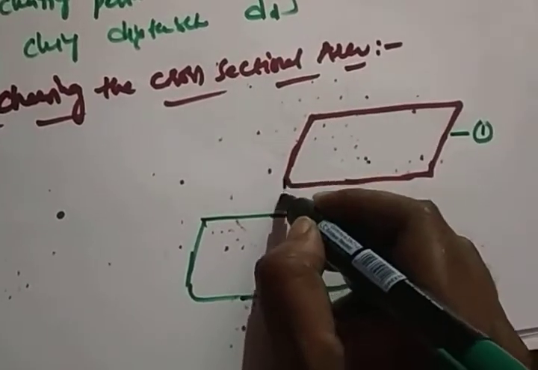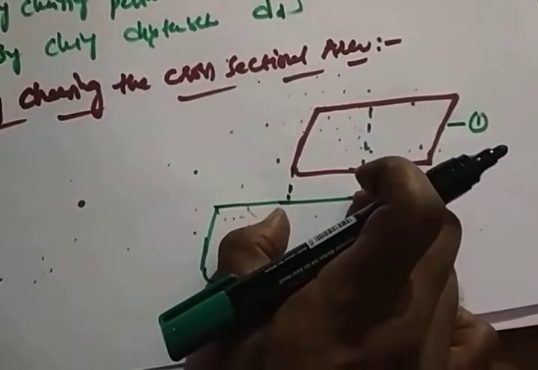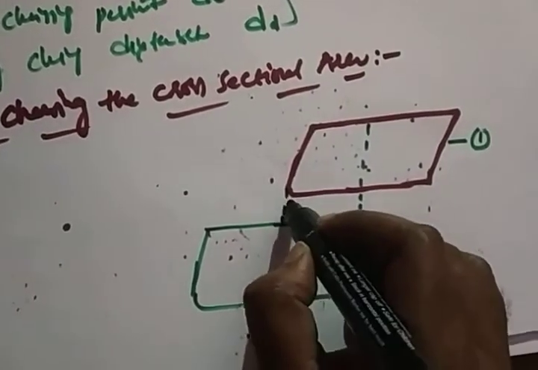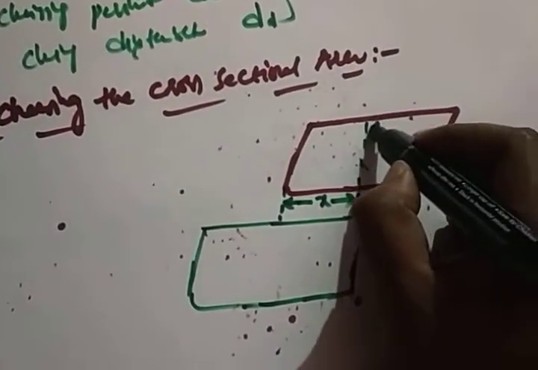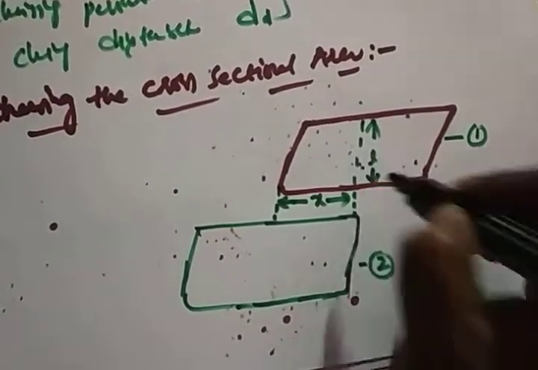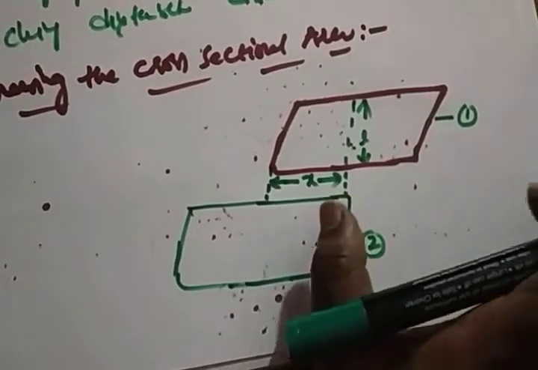This is one parallel plate, and this is another. Whatever the common area is, this is the common area. Say the overlapping width is x and this length is L.